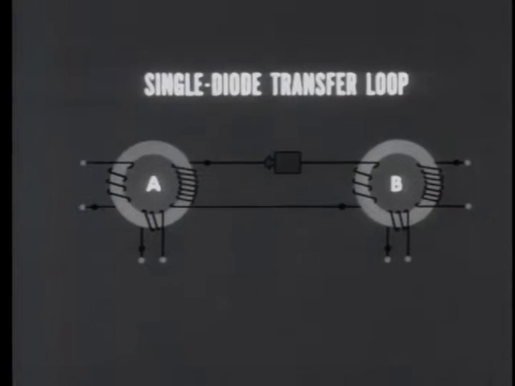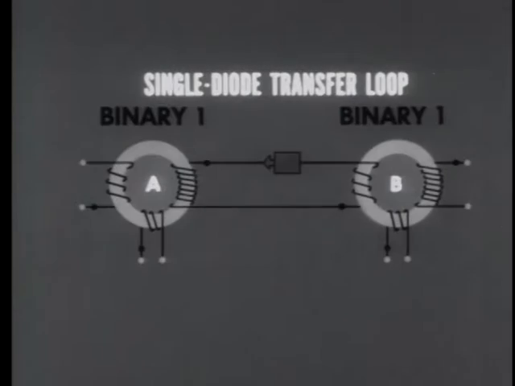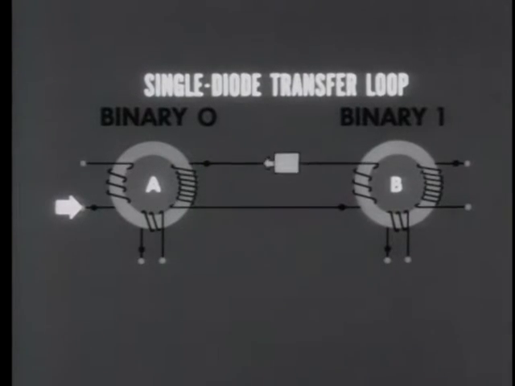To demonstrate the loop as we have it here, we'll assume that both cores are initially at binary 1. A pulse is applied to the dot side of the input winding of core A, switching it to the binary 0 state. The change in flux in core A induces an output on the dot side of the output winding. But the diode stops the flow of current in this direction. Core A now holds a 0. Core B remains as it was, at 1.